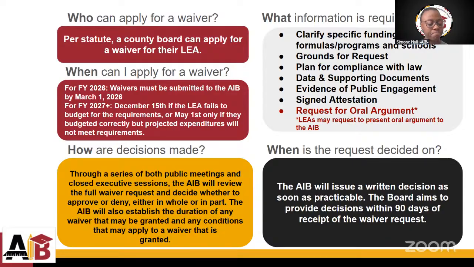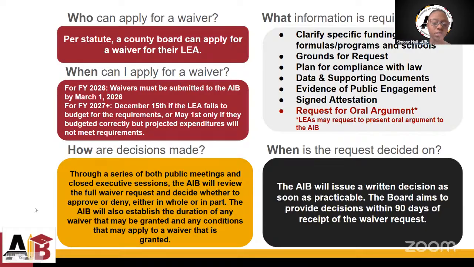is up to the board, of course, and it takes place through a series of meetings, closed executive sessions. The AIB reviews the request in full, and they decide whether to approve or deny, either in whole or in part. The decision establishes the duration of any waiver that may be granted and then any conditions that come along with the granting of that waiver.